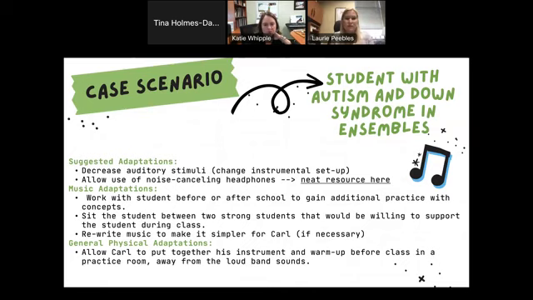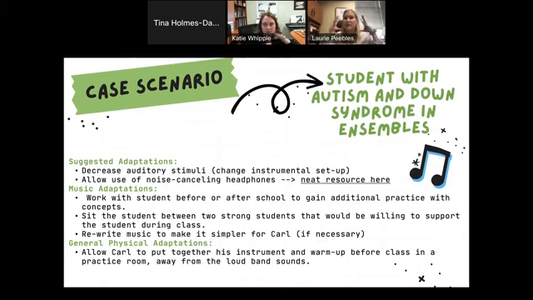And then other general physical adaptations to think about. If you are in a space where you have practice rooms in your music classroom, it may be a great way to have Carl put together his instrument and warm up before class in a quiet practice room, away from the loud farting band sounds. Even if he could go into your band office and maybe warm up there or put his instrument together in there. And then, as the band director comes in and cuts off the band to get them ready for warm ups, that's when Carl can come out and sit down in his section and be ready.